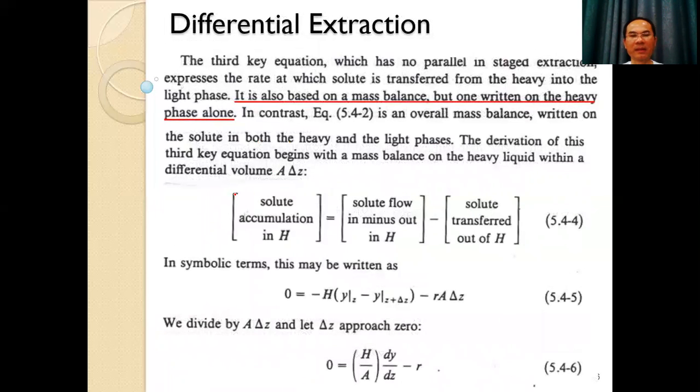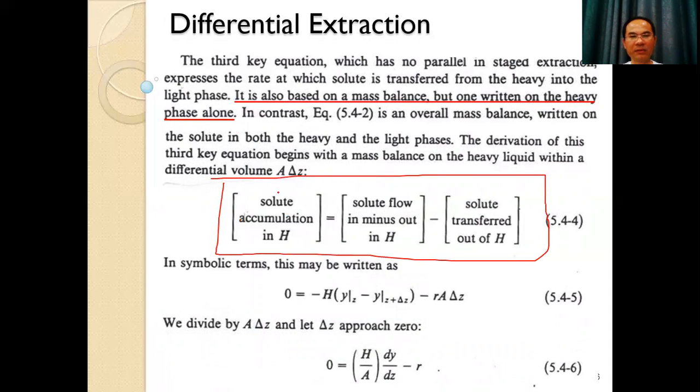Yes. Okay. We can write the steady state mass balance. For this case, we talk about the steady state, so accumulation is 0. How about solute flow in minus out? Input minus output. For this case, S multiplied by Y, where Y is the amount of solute. Input we multiply by minus 1 Y.